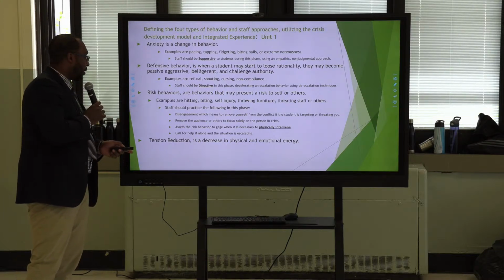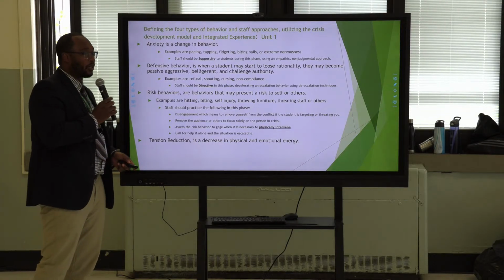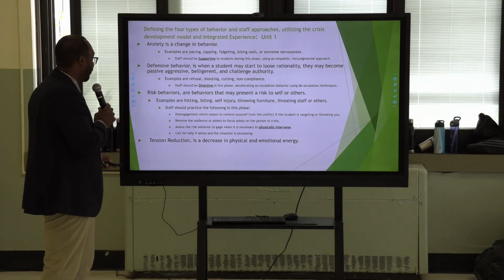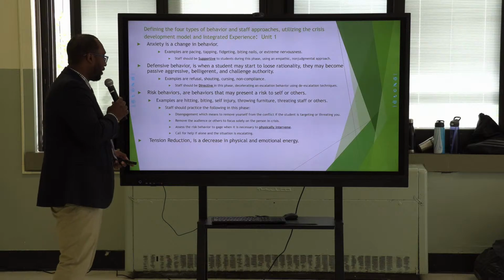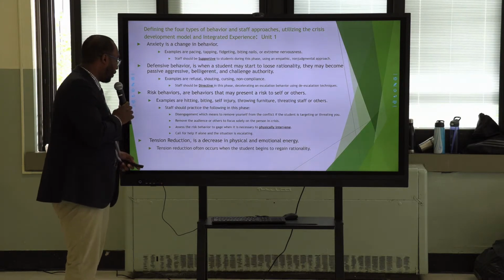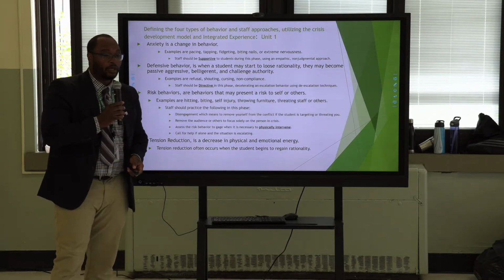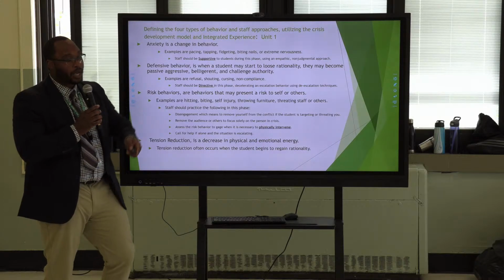And the last piece, when a student has gone through this phase, and a lot of times as a staff member you may not see the tension reduction phase. This is the decrease in physical and emotional energy. This occurs when the student begins to regain rationality. Okay, this is when they went through that entire cycle.